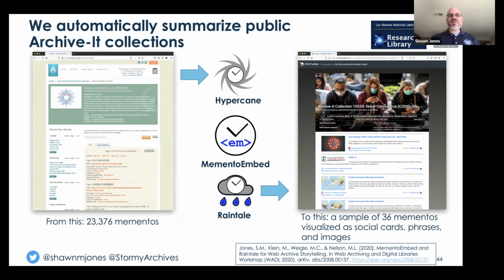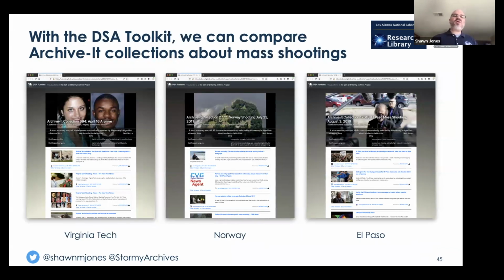And with the DSA toolkit, we can compare archival collections about mass shootings, such as the one at Virginia Tech, and compare it with the one at Norway or El Paso. And with these summaries, we get pictures of the victims, the perpetrators, the places, and of course, the sources that these documents come from, the sources that exist in the underlying collection. And we have links to the underlying collection that allow people to get back and see that content and explore it further.